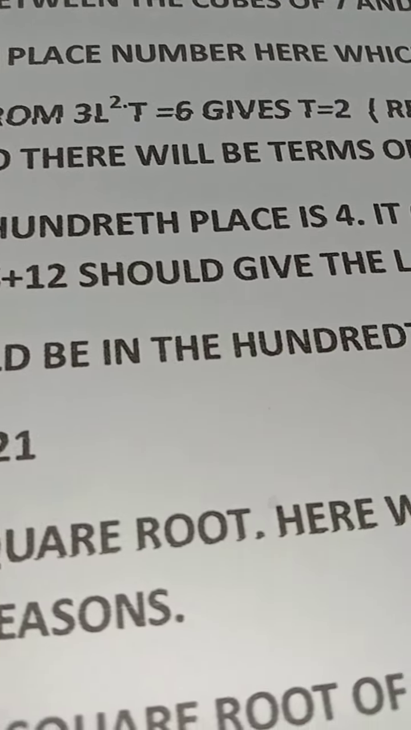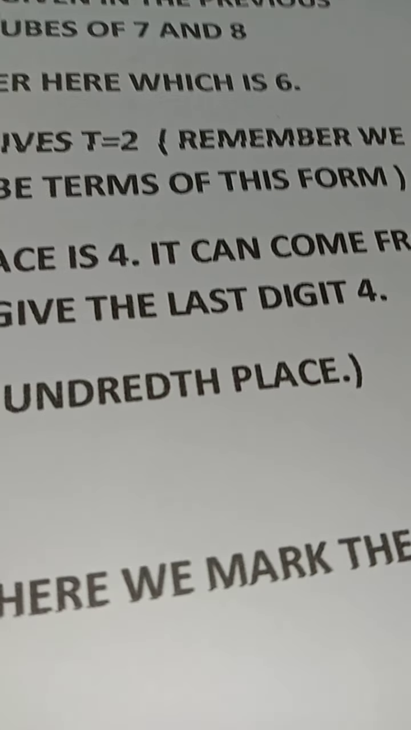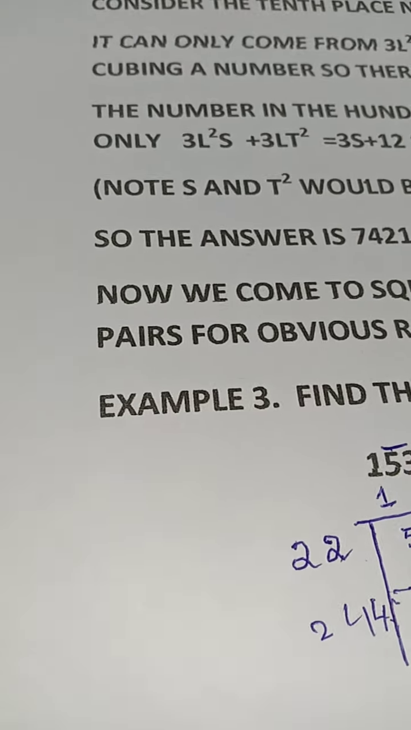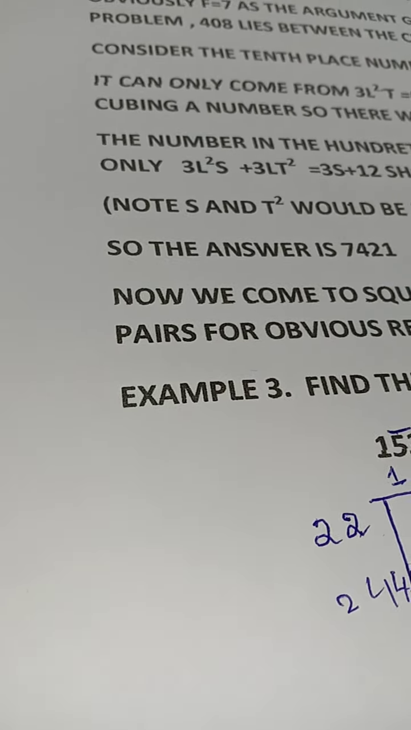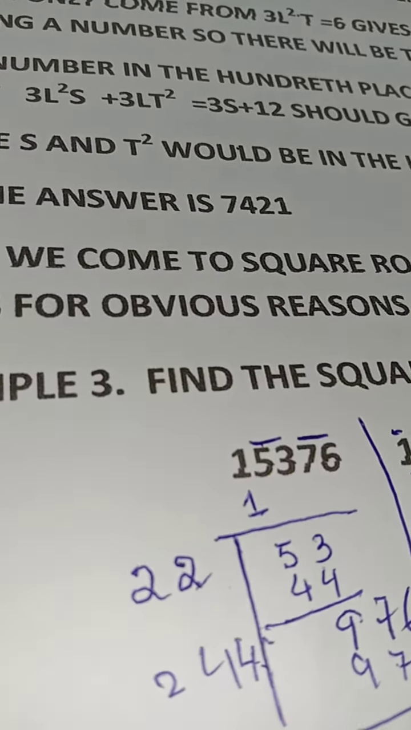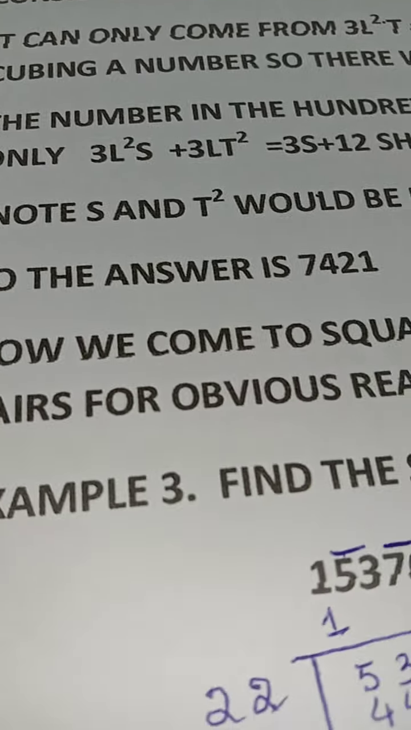So we must have this now, since L is 1 and T is 2, it is 3S plus 12. Now this 3S plus 12 should give the last digit 4, because we have to find out S. So S can be only 4. So S has to be 4, because we have 12 plus 12 equal to 24, and the last digit will be 4. So the answer is 7421. So it is very simple. Even for a 12-digit number we could find it easily, it didn't take a minute.